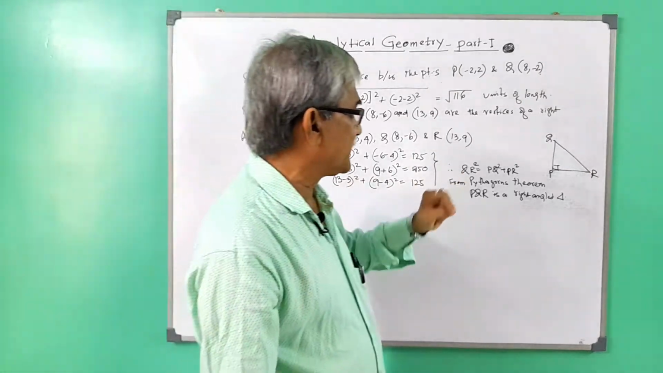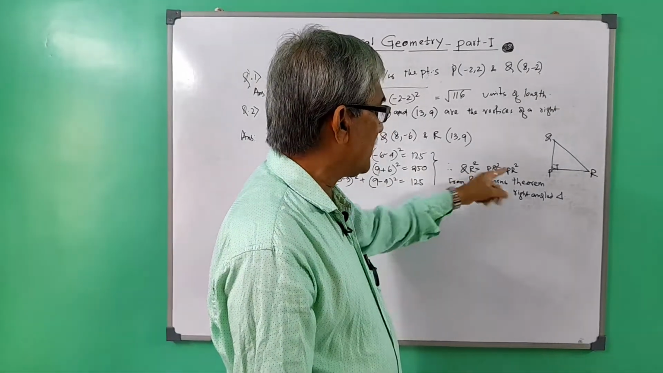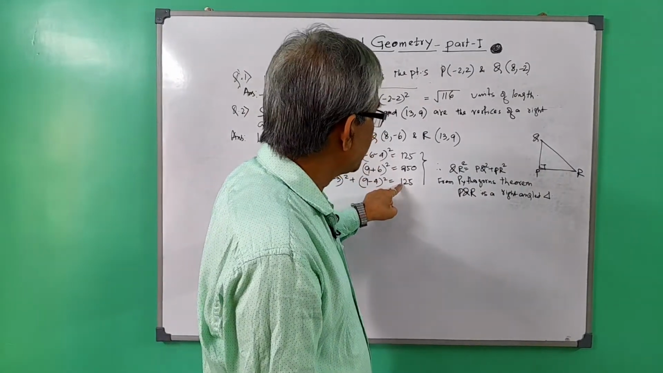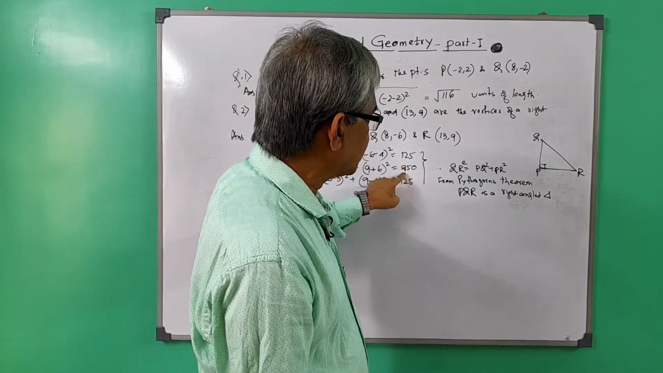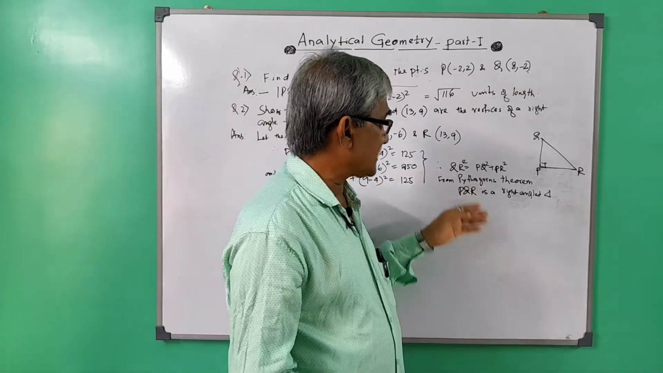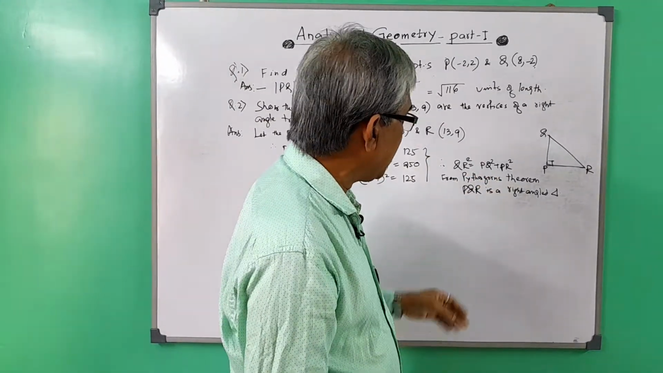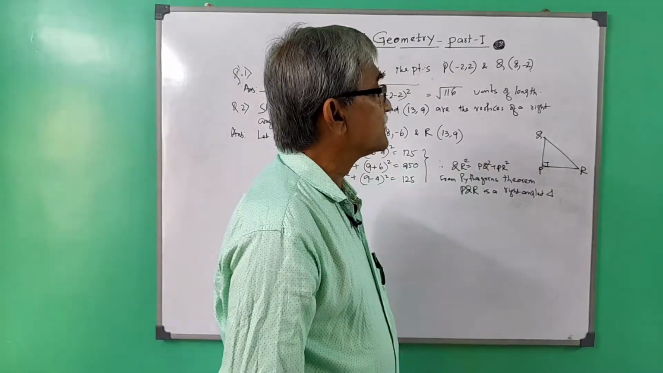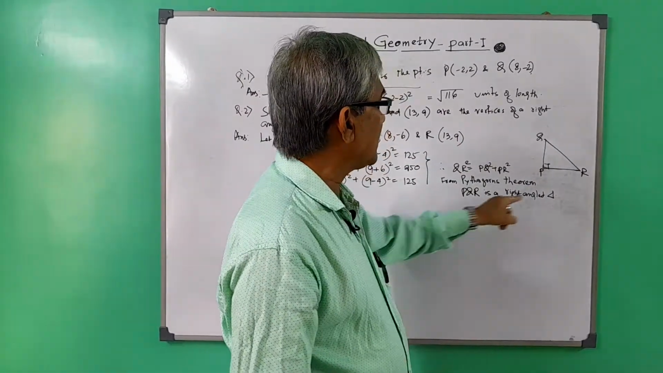Now if you take this, the algebra, QR square is equal to PQ square plus PR square, when 125 plus 125 becomes equal to 250. So you can recall that from the Pythagoras theorem we can say that the square on the hypotenuse is equal to the sum of the squares of the other 2 sides. So PQR is a right angle triangle.